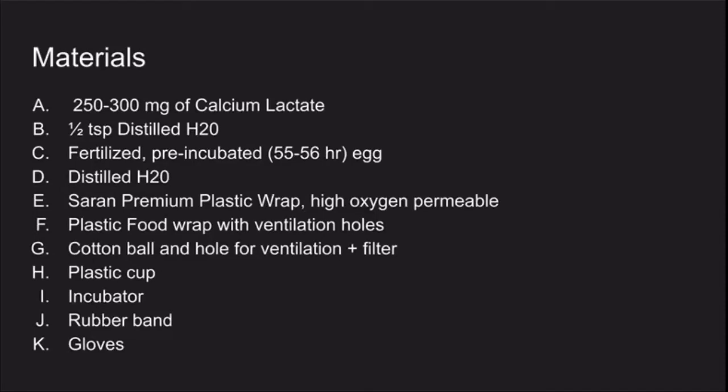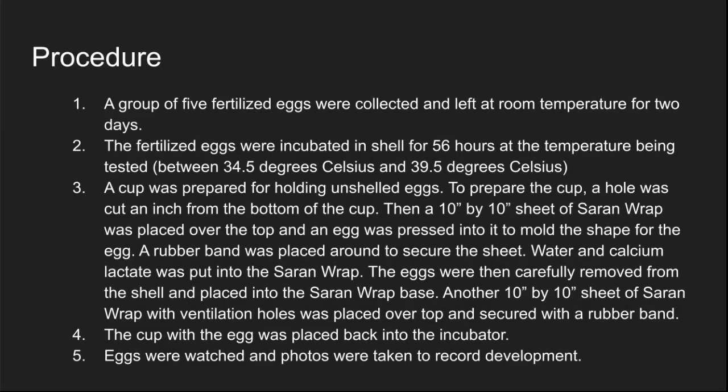Materials. The materials used in this experiment were 250 to 300 milligrams of calcium lactate, half a teaspoon of distilled H2O, fertilized pre-incubated 55 to 56 hour eggs, distilled H2O, Saran Premium plastic wrap, high oxygen permeable plastic food wrap with ventilation holes, cotton ball and hole for ventilation plus filter, a plastic cup, incubator, rubber band, and gloves. Procedure.